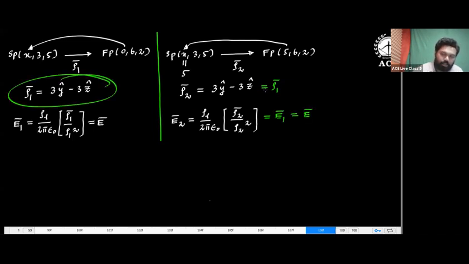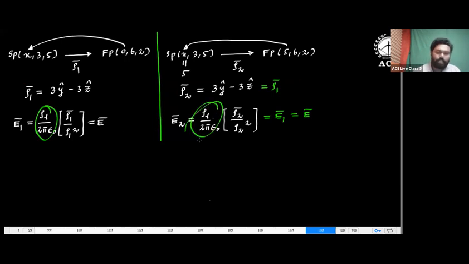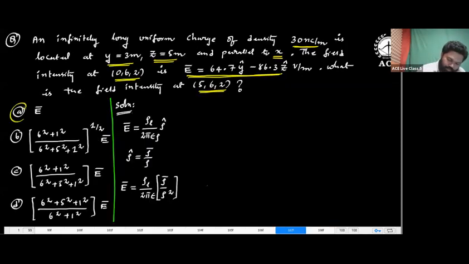So for this question, for the given point and for the new point, the perpendicular vector is the same, isn't it? This is the same here and here. So at the new point also, the electric field will be the same. So what is the answer? Let me go back. Option A is the answer. Clear? Let us take one more question. Are you with me? Are you following? Yes or no? Say something.